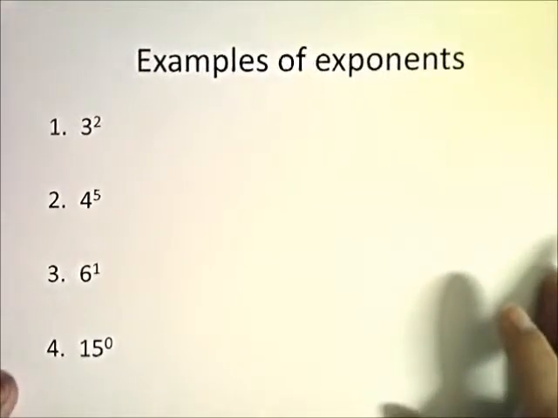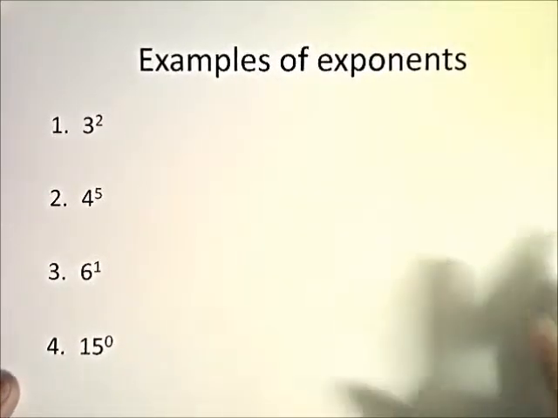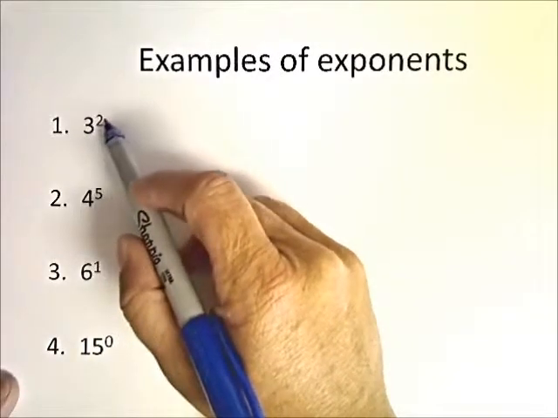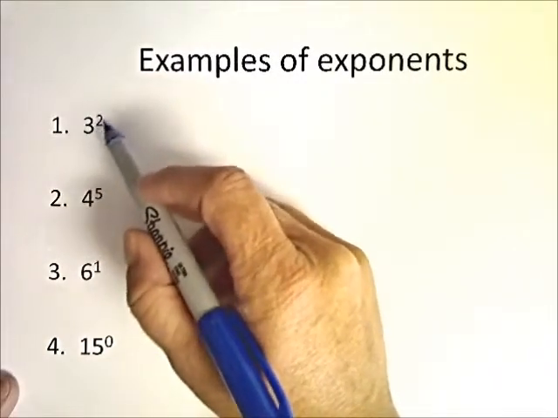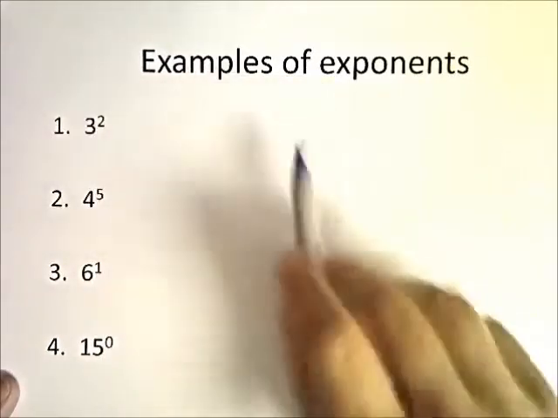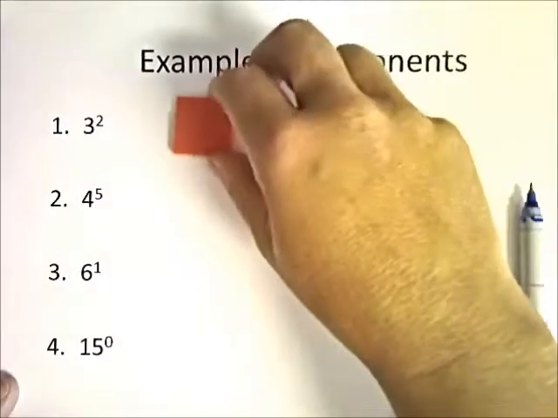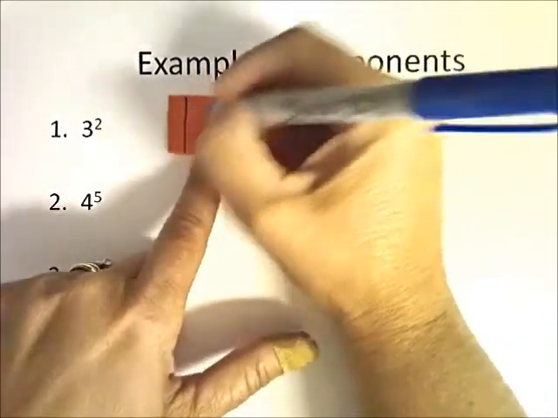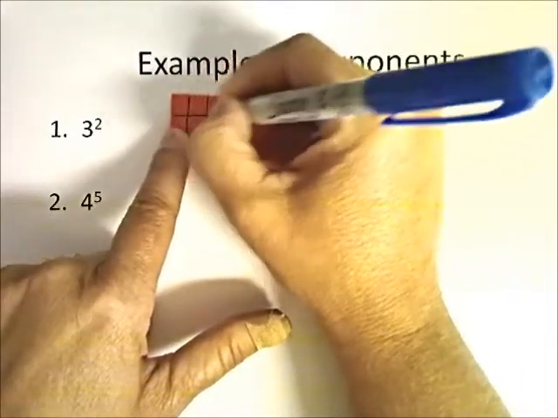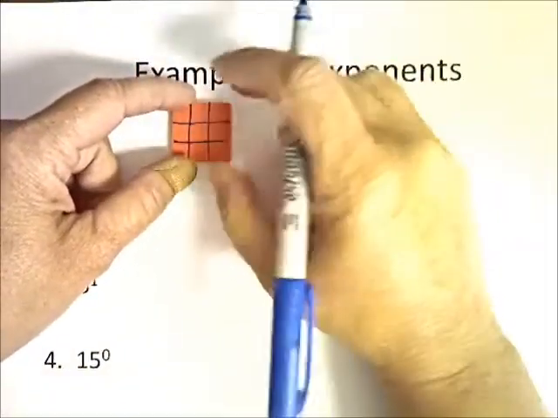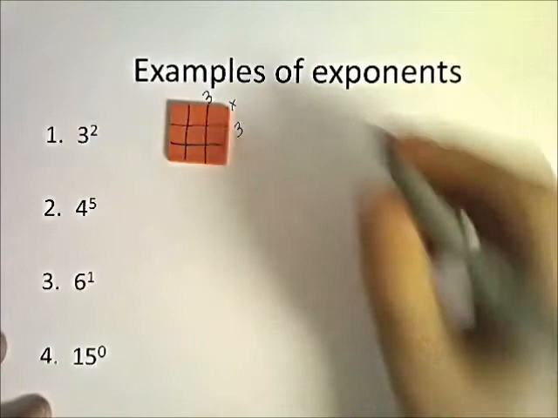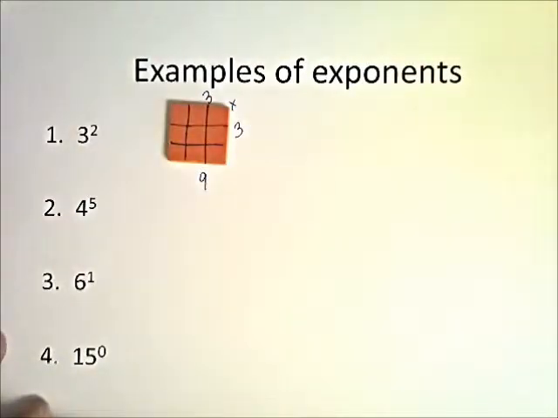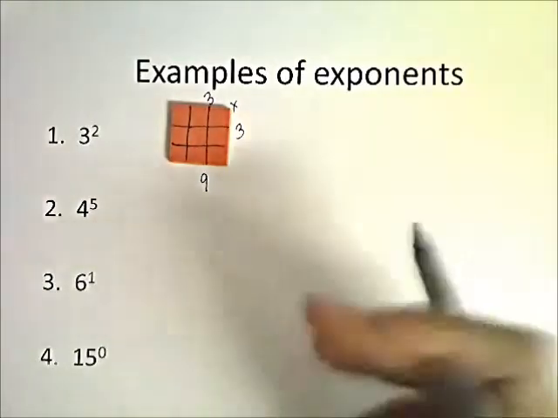Here are some examples of some exponential expressions. This first one is 3 to the second power, or 3 squared, or 3 to the power of 2. Most of the time when we see a 2 as an exponent, we will say squared. And this is what that would look like. If we took this little tile and divided it by 3 on each side, we have a 3 by 3 square, and 3 times 3 then is 9. Now that one wasn't too bad. We can do that pretty quickly.